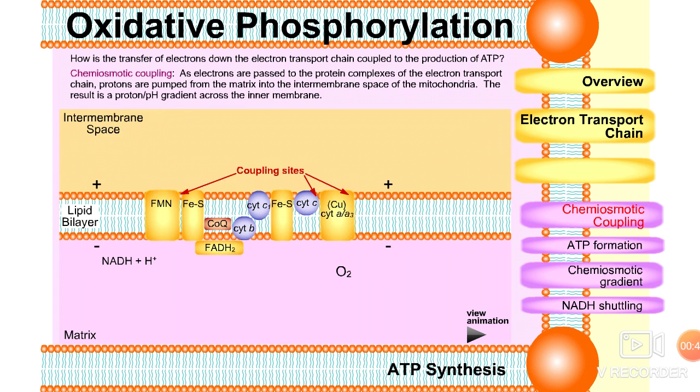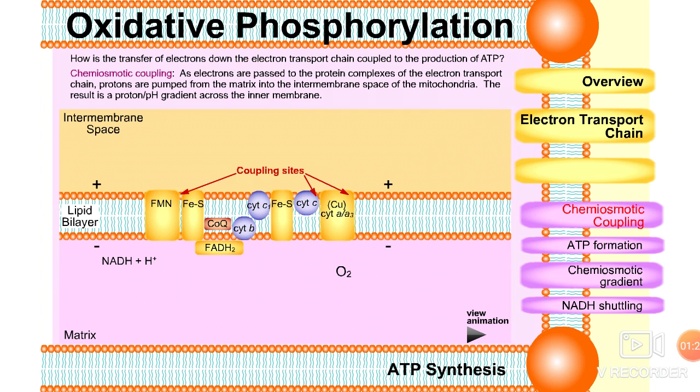Very simple answer is chemiosmotic coupling. During the transport of electrons, the chemiosmotic coupling hypothesis is carried out. Chemiosmotic coupling is nothing but this: as electrons are passed to the protein complexes of the electron transport chain, protons are pumped from the matrix into the intermembrane space of the mitochondria. The result is a proton or pH gradient across the inner membrane.